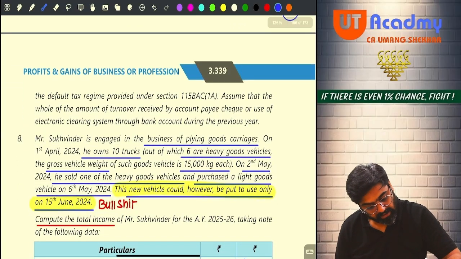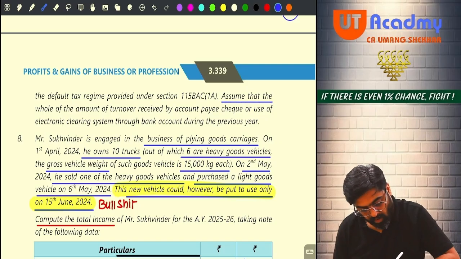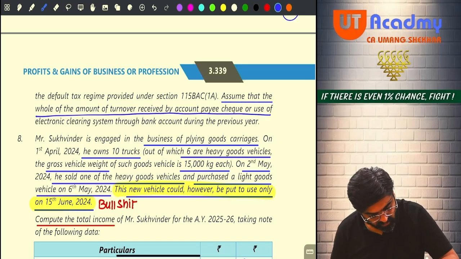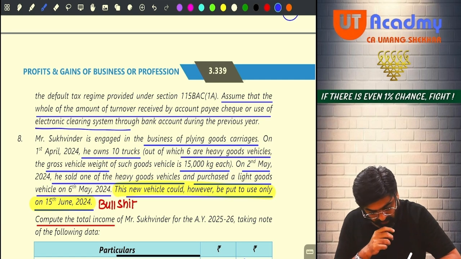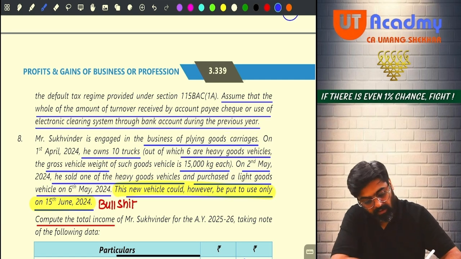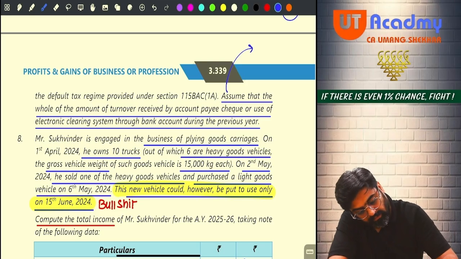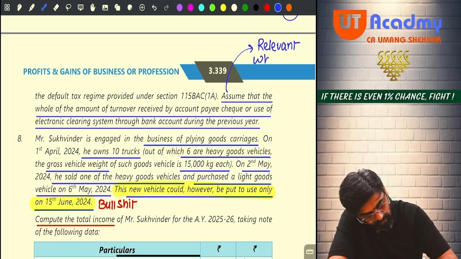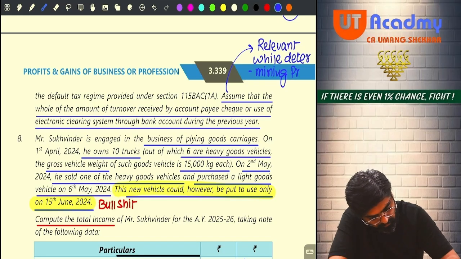assume that, underline this part, assume that the whole of the amount of turnover is received by account payee cheque or use of electronic clearing system through bank account during the previous year. Okay? Please write down. This information will be relevant while determining profits under section 44AD. That time this information will be relevant to us.